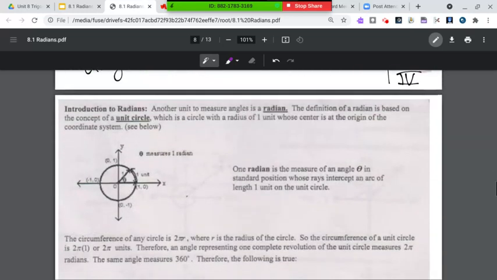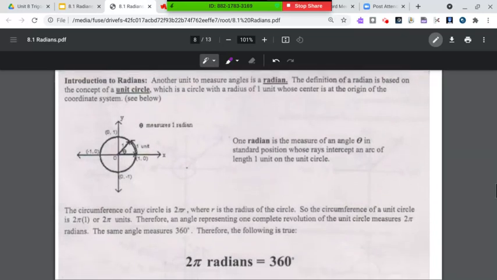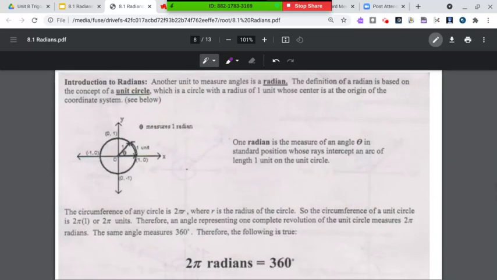This looks like a lot. Please do not write it all. Honestly, you don't even need to write it. Let me just go through it. It's just, this is what a radian is.